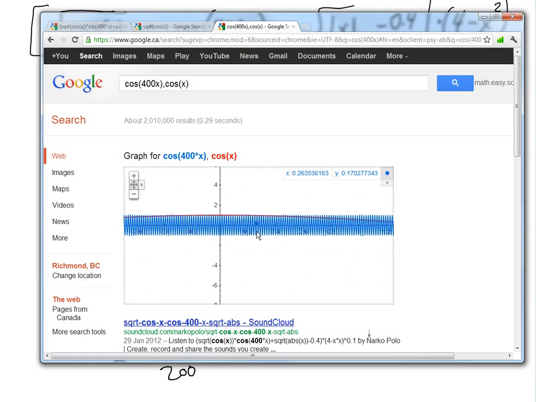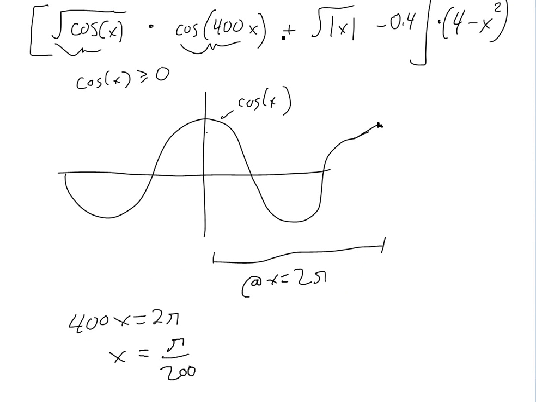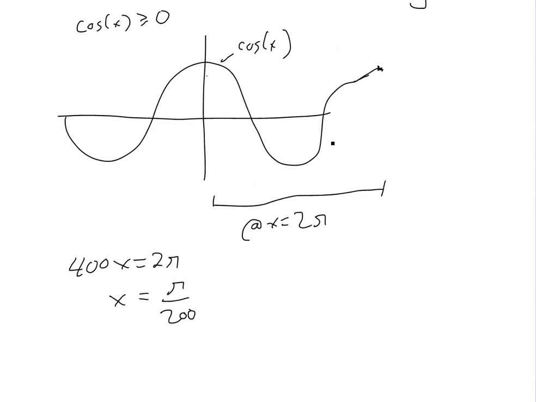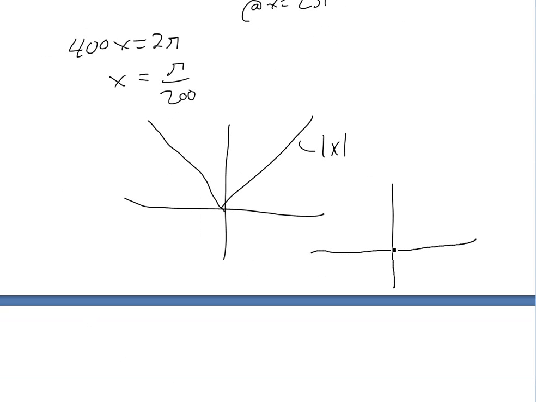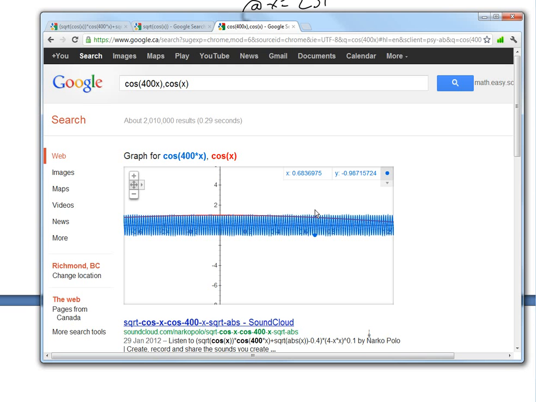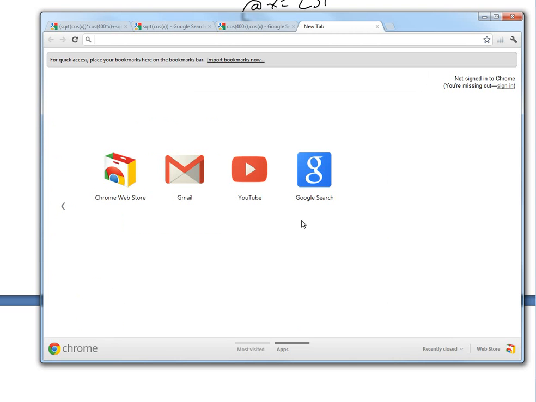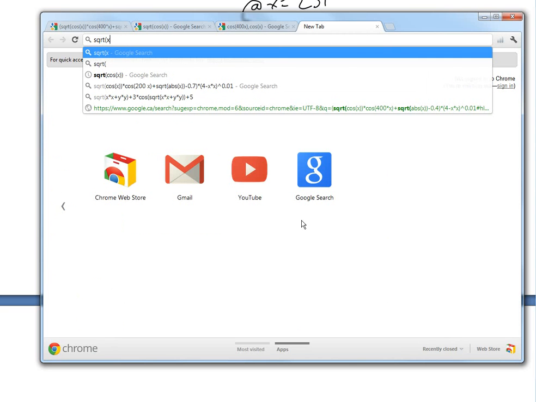Okay, so now let's look at this one right here. If we look at this one alone, we know that the absolute value is just going to be like this. This is just the absolute value of x. And then we know that the square root of this is going to be like this. This is just square root x, but then it's the absolute value, so we're going to have it on both sides. You could also graph this one separately, square root, let's say abs x.